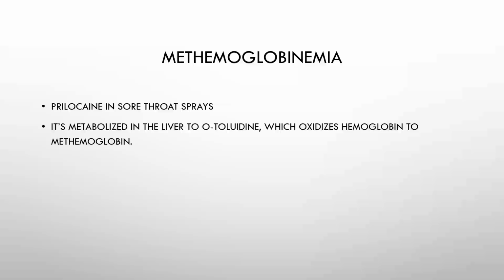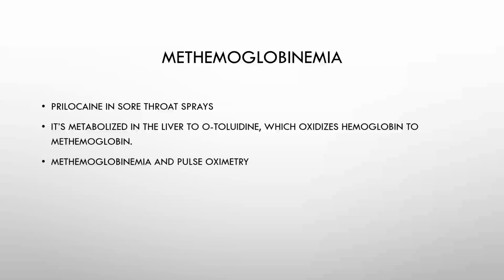Methemoglobinemia. Prilocaine is the main ingredient in a common spray used to treat sore throat. Prilocaine is metabolized in the liver to O-toluidine, which oxidizes hemoglobin to methemoglobin, and we generally need high doses to get clinically significant methemoglobinemia, usually more than 600 milligrams.